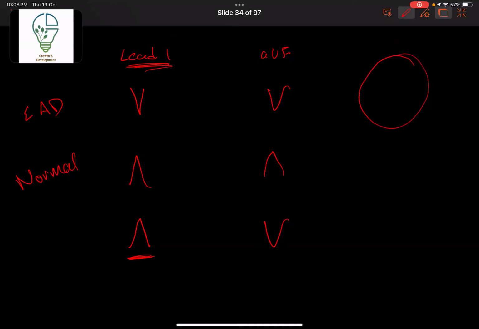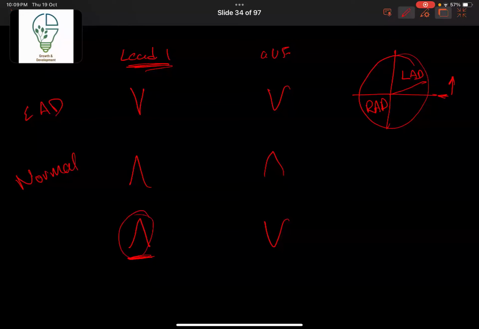If we go back to the circle, we said we could divide it. Just quickly, this is left axis, and this is right axis deviation. So you look at this line. What's above this line? Left axis. So you know, since this R wave is facing upwards, then it must be left axis deviation.